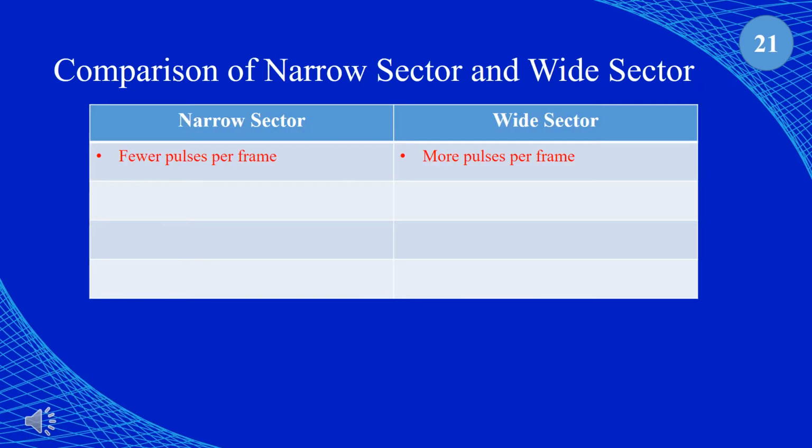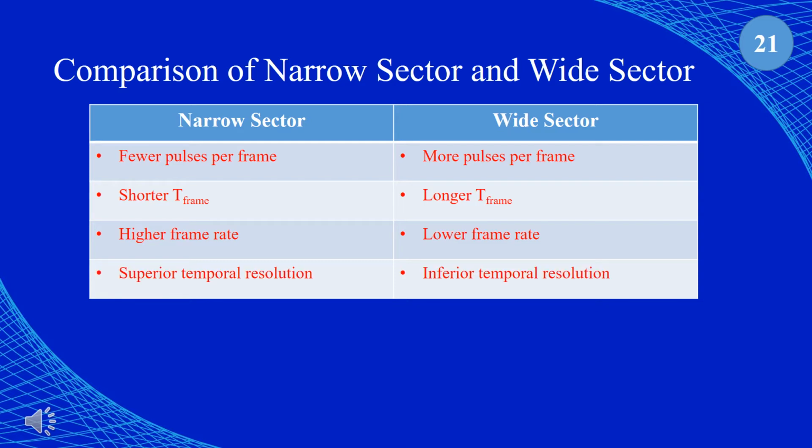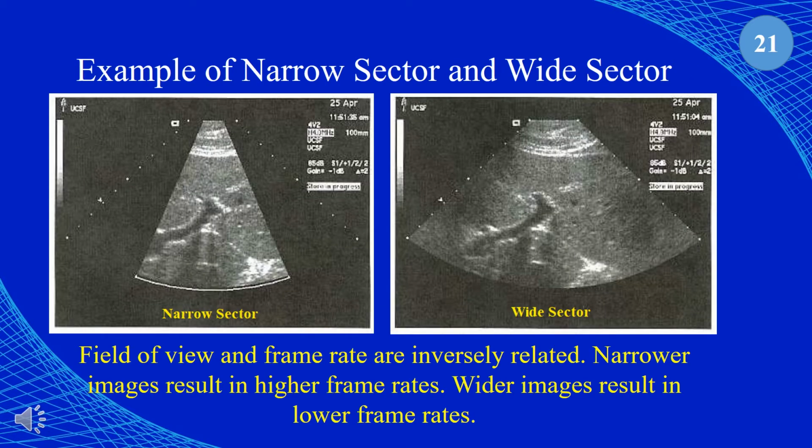Comparison of narrow sector and wide sector. The narrow sector has fewer pulses per frame. Wide sector has more pulses per frame. The narrow sector has a shorter T frame. Wide sector has a longer T frame. The narrow sector has a higher frame rate, while wide sector has a lower frame rate. The narrow sector has a superior temporal resolution, while wide sector has an inferior temporal resolution. As seen in these images, field of view and frame rate are inversely related. Narrower images result in higher frame rates. Wider images result in lower frame rates.